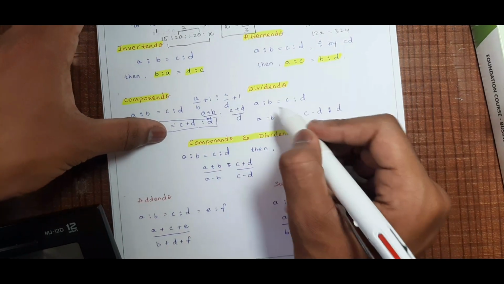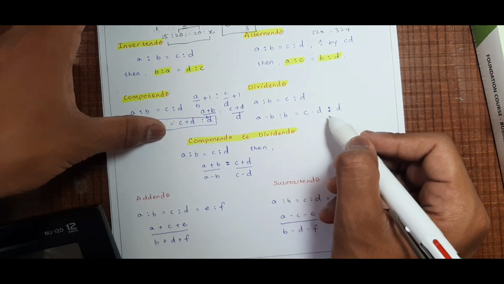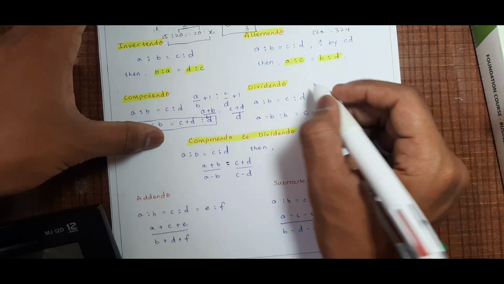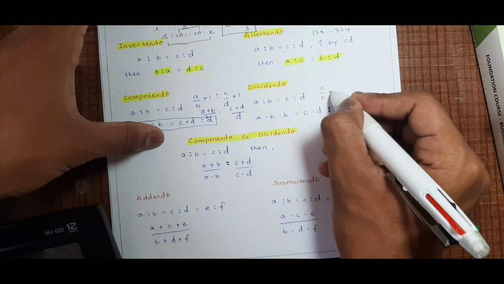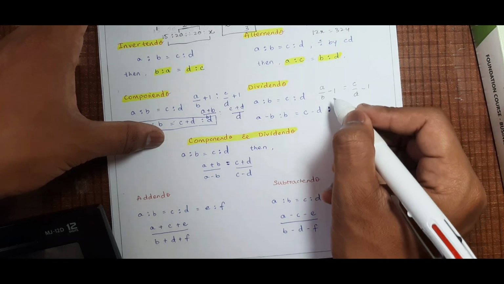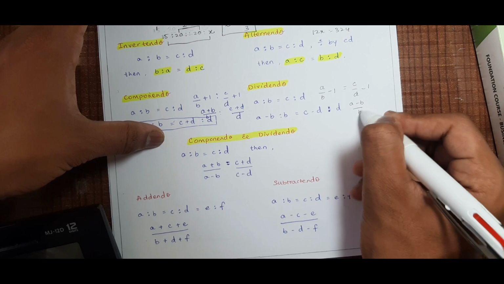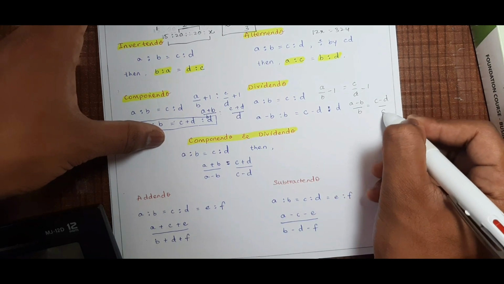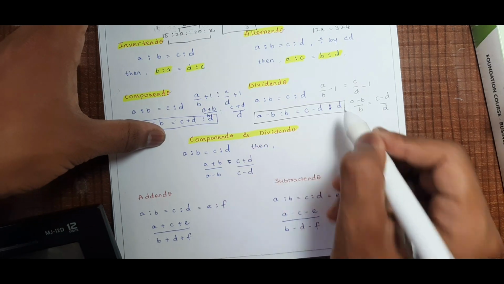Dividendo: A is to B equals C is to D, then A minus B is to B equals C minus D is to D. How is this? Here we add 1, here we must subtract 1. A by B minus 1 equals C by D minus 1. When we take the LCM, we get A minus B by B equals C minus D by D. Then we arrive at this answer.